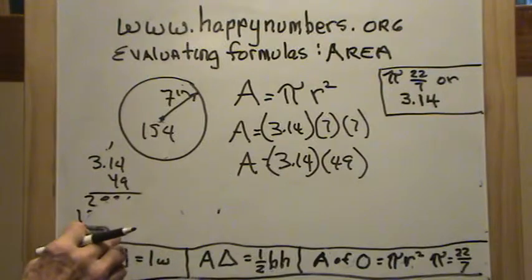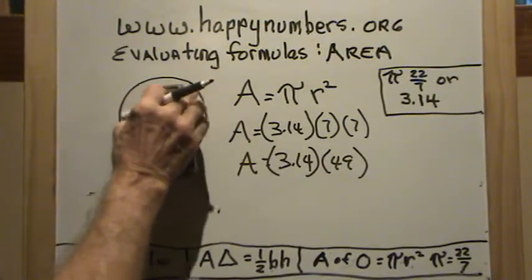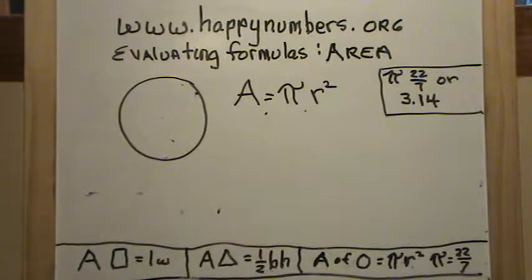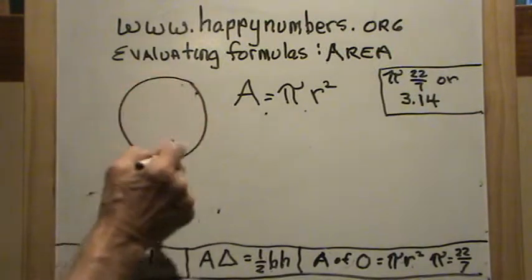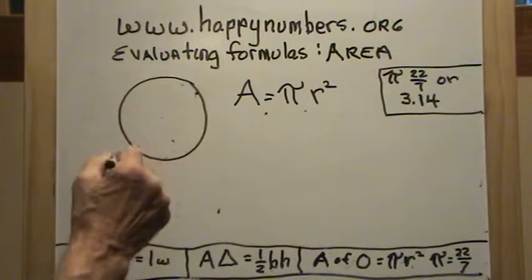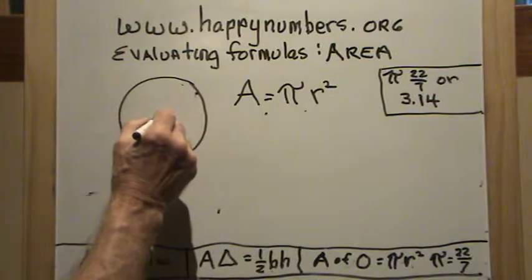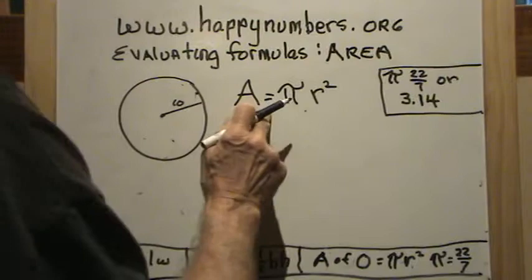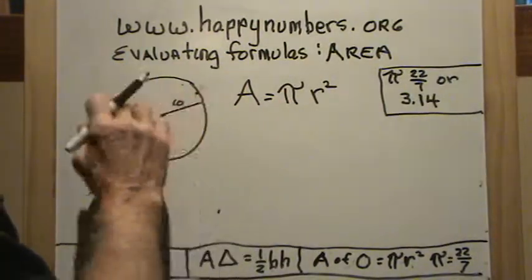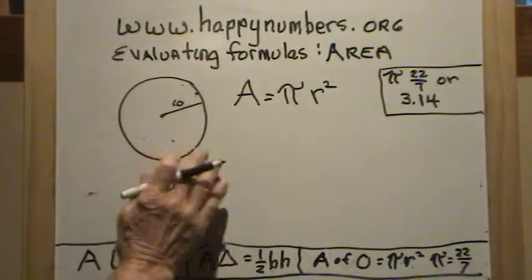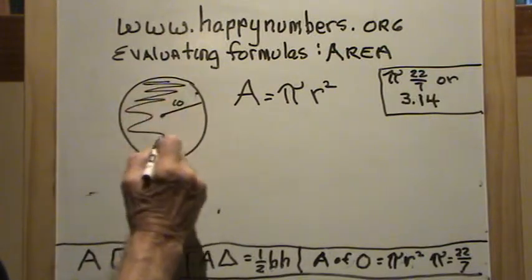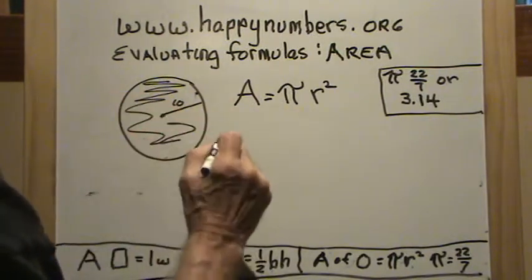Let's take a look at one more problem here. Let's see what we have. Suppose we have a pool. We're putting a pool in, and we want to put a fence around it. And let's say that the radius of the pool is 10. Well, okay. Then I want to know how much, I'm sorry, not a fence around it. I want to put a cover over it. So I want to know how much material I need to cover, because I want to cover the entire pool. Well, that's the area I'm looking for.